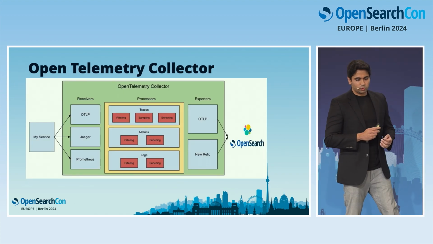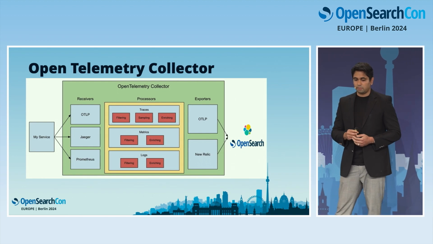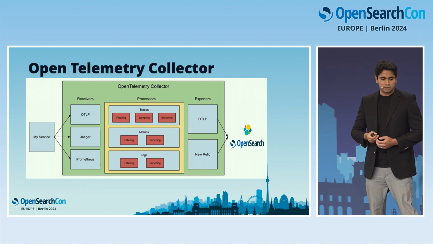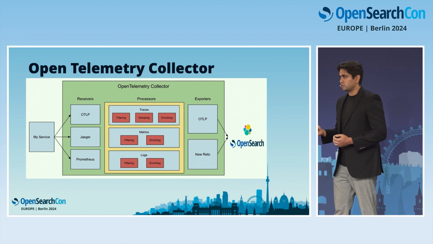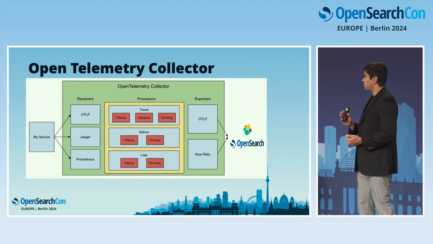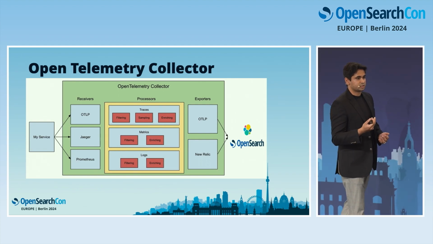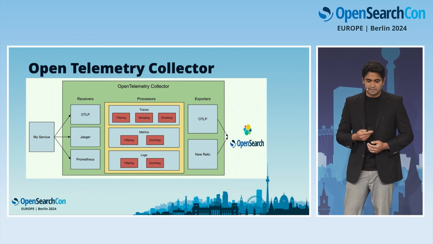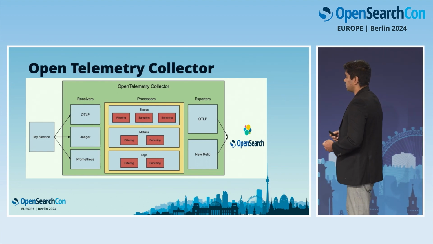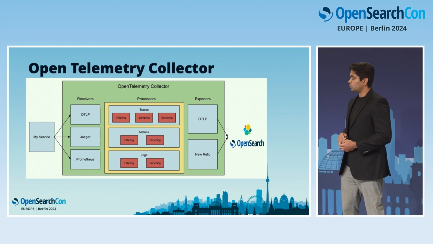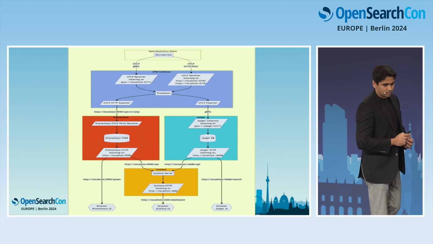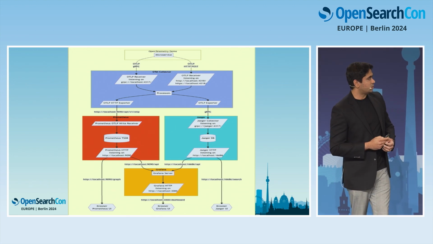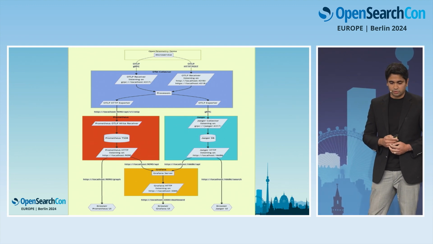If we zoom into the OTel collector, it has three main components. Receivers, which support various protocols, processors, and exporters. So you can think of this as a data pipeline: receivers, processors, exporters. And in the processing, you can do filtering, sampling, and enriching data, for example, adding node ID to the logs. Here is a quick recap of what we've seen so far. I won't go through it in the interest of time.